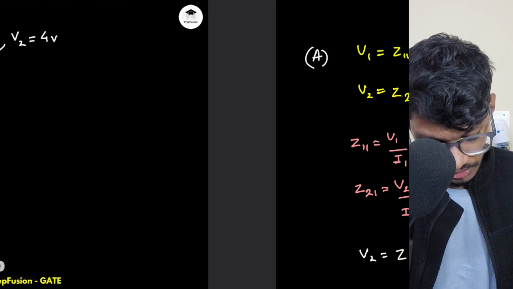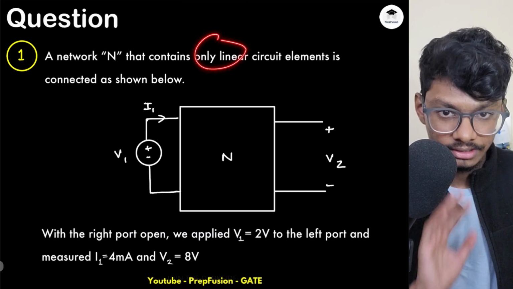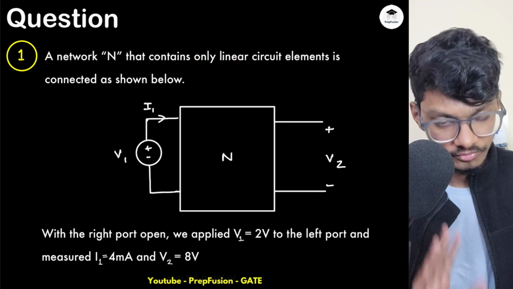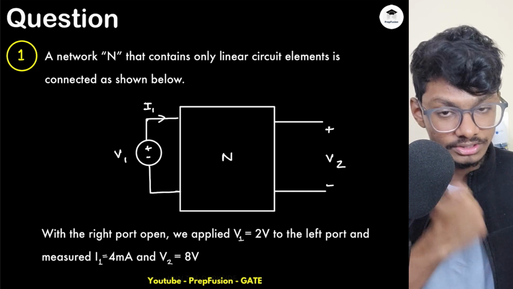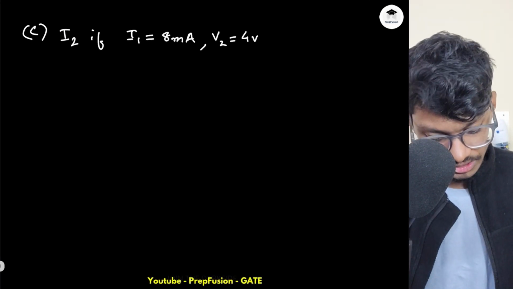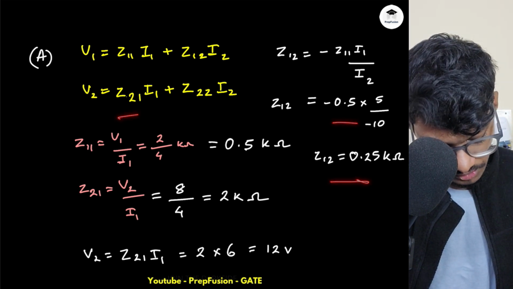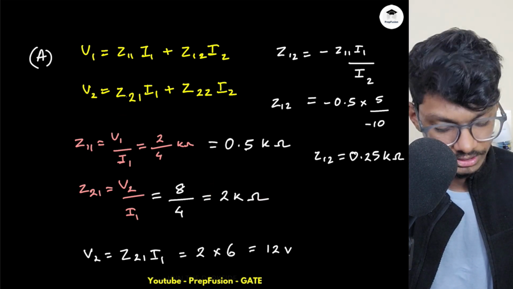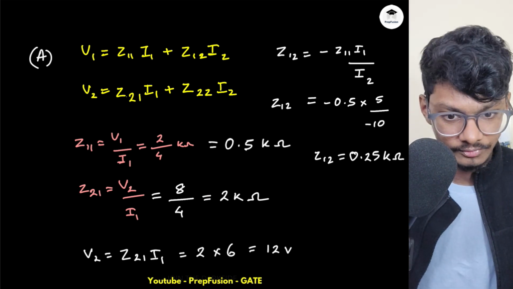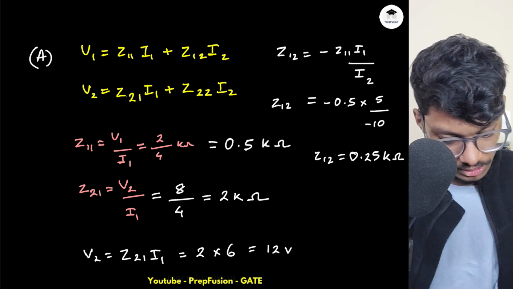One thing you have to keep in mind is that previously there was bilateral written over here. This is not a bilateral network. If this was a bilateral network, then it would have been reciprocal and your Z12 would have been equal to Z21, which is not the case. Z12 is not equal to Z21. So that's why this network is not bilateral. There was a typo at the start.